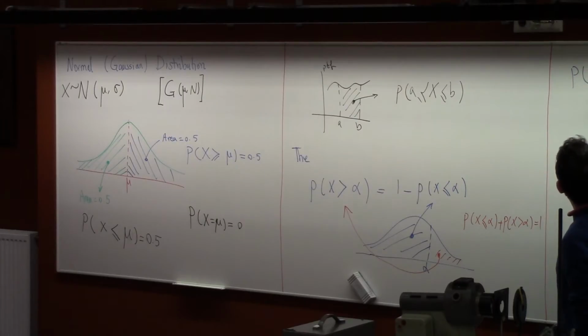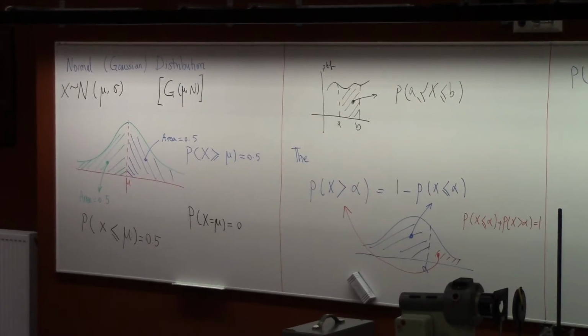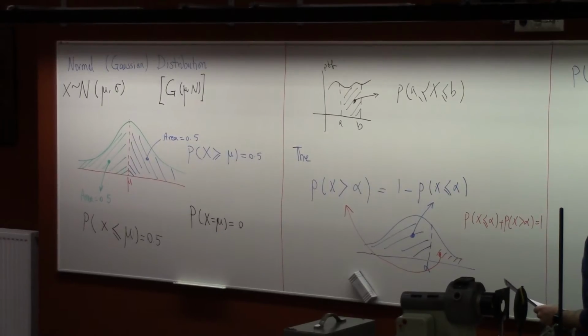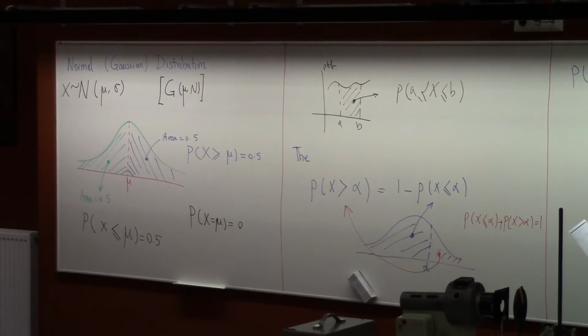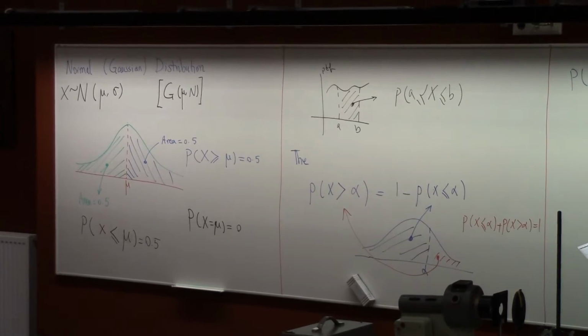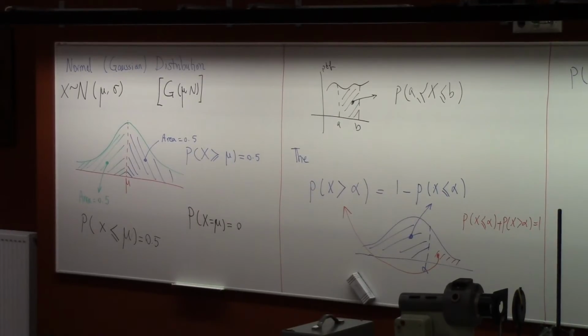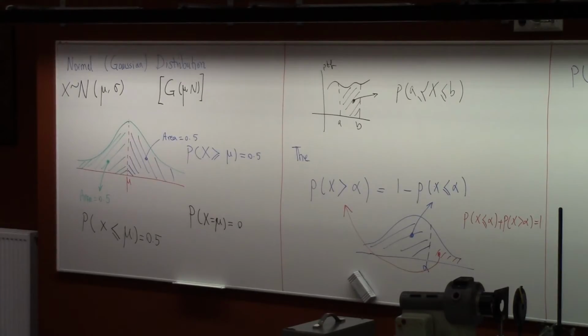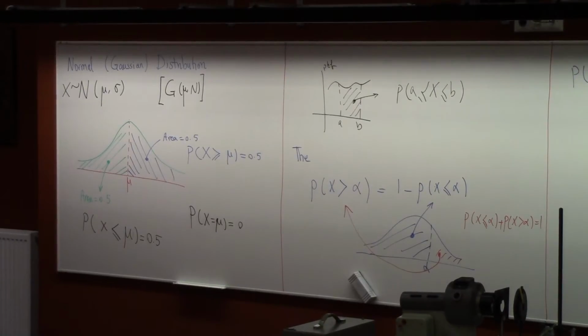Probability of x less than alpha, if x is a random variable with normal distribution of mu and a standard deviation of sigma, is... what was the formula for the normal distribution? 1 over square root of 2 pi sigma, integral from minus infinity to alpha of e to the power minus (x minus mu) squared divided by 2 sigma squared dx, right?